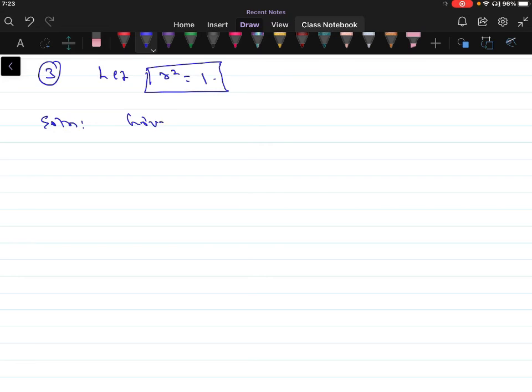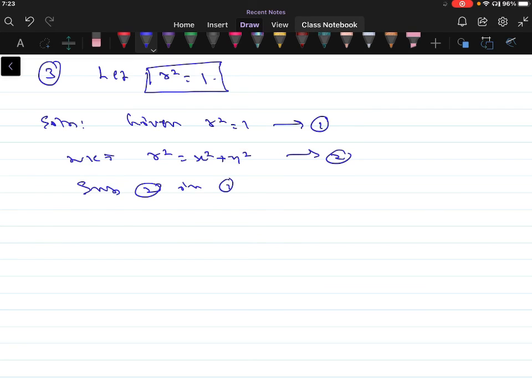So the given polar curve is r square is equal to 1. Let us take this as equation 1. So we know that r square is equal to x square plus y square. So that is equation 2. Now substituting equation 2 in 1, we get x square plus y square is equal to 1. So that is equation 3, a Cartesian curve.